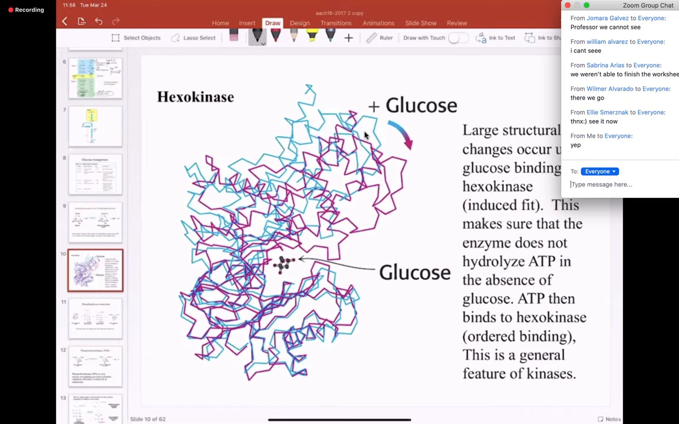And so what happens here is the glucose binds, it exposes its OH group, the 6-OH, and then ATP can bind and work. What you see here is that the blue structure is the absence of glucose, red is the presence of glucose, and so you only form the complete active site once the glucose is bound. And this is true for a lot of kinases.